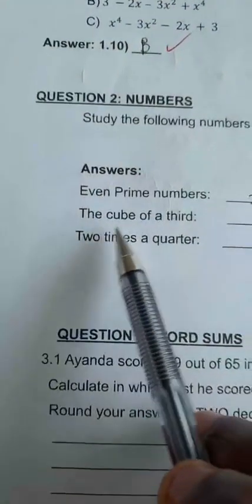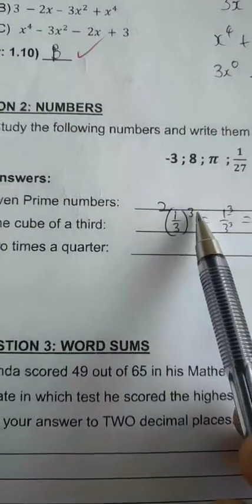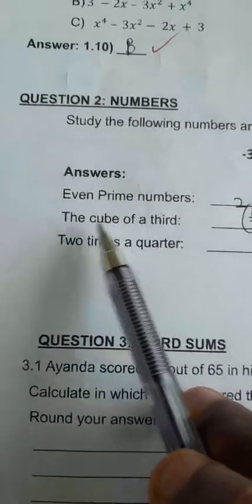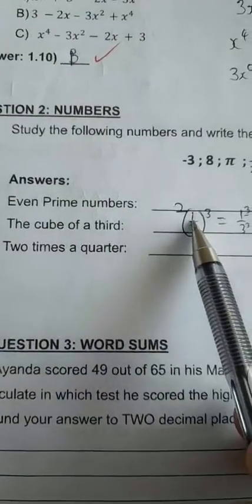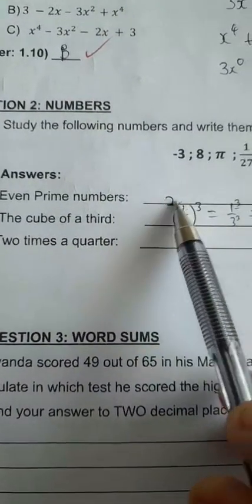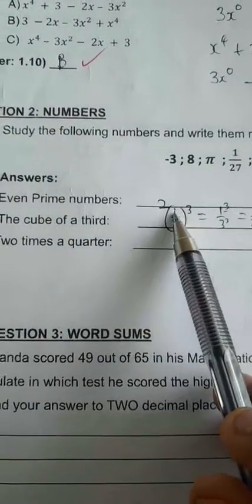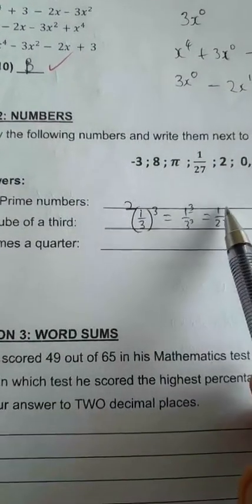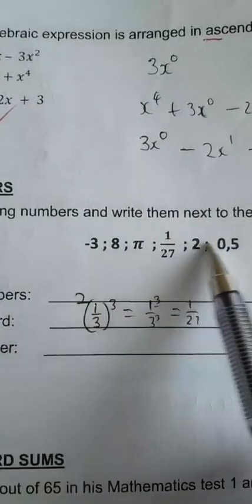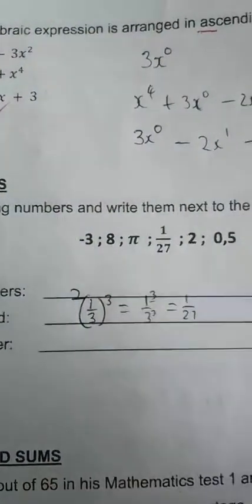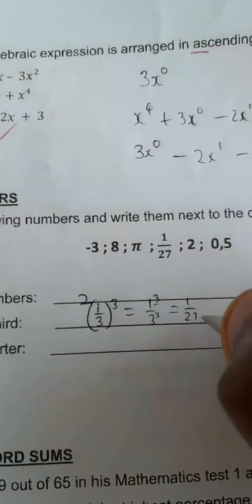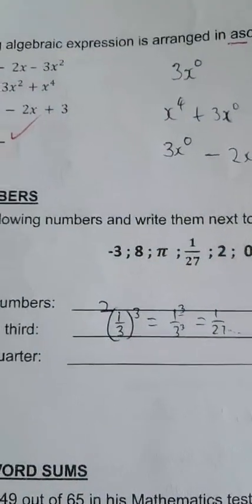I repeat, what does a cube mean? It means this to the power 3. Of a what? Of a third. That means of a third in its entirety. I put it in brackets. If I apply the cube to the numerator and the denominator, I get 1 over 27. So smack bang, our options here, 1 over 27. I would write 1 over 27.